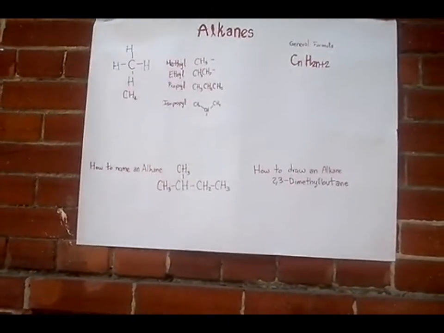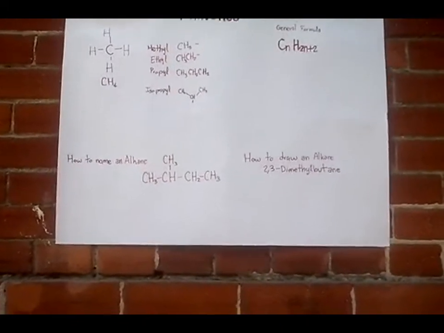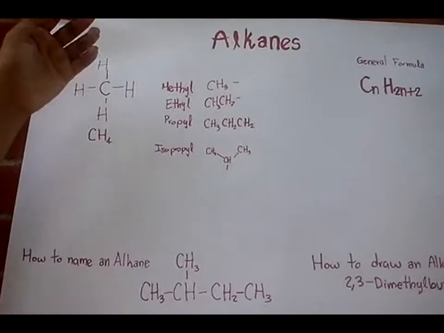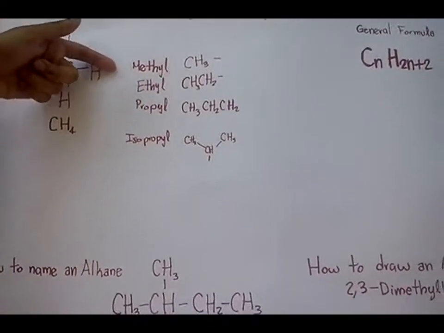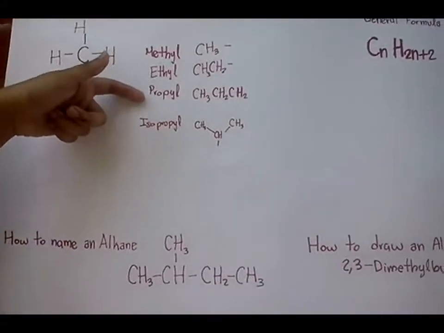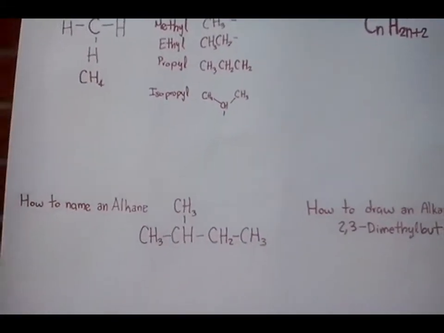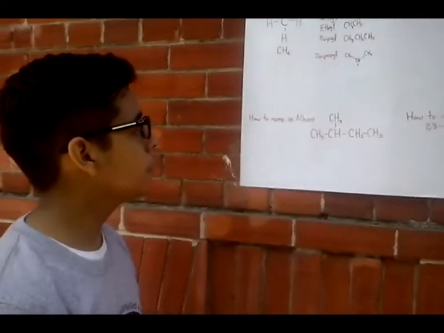When a hydrocarbon has 4 or more carbons, we may rearrange them, forming alkyl groups. This is the methyl group, this is the ethyl group, this is the propyl group, this is the isopropyl group, and we also have the butyl group, the isobutyl, the tert-butyl, the sec-butyl, and so on.